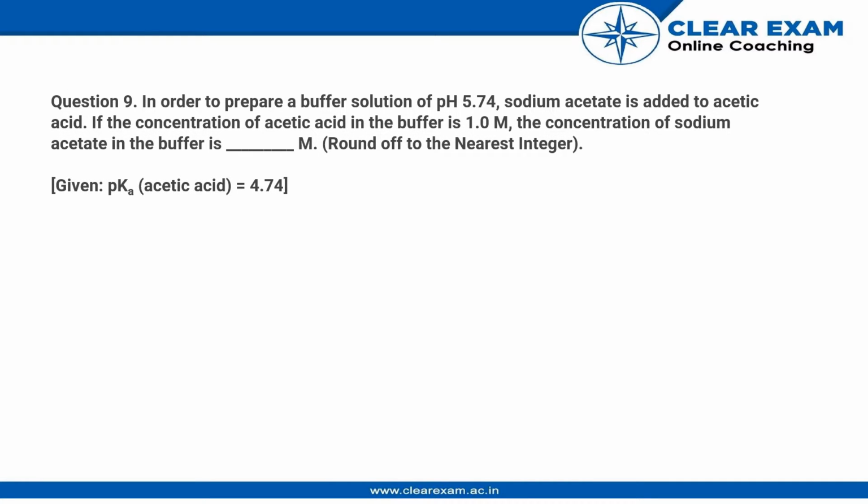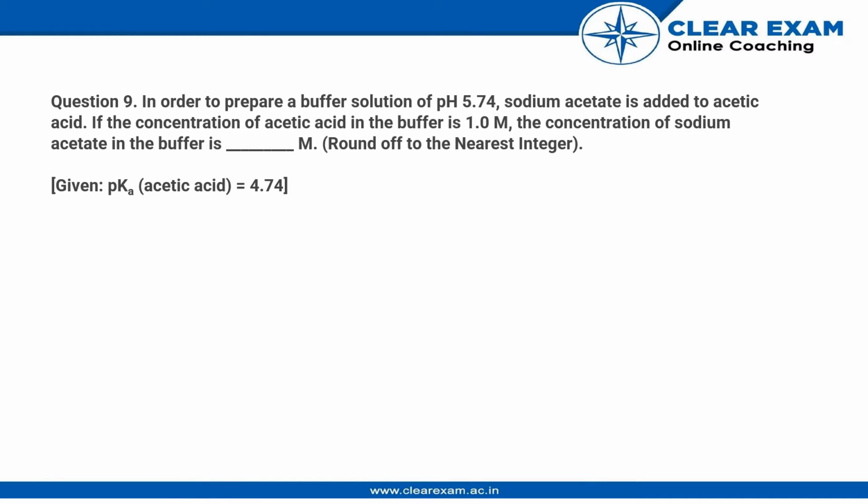In order to prepare a buffer solution of pH 5.74, sodium acetate is added to acetic acid. If the concentration of acetic acid in the buffer is 1 molar, the concentration of sodium acetate in the buffer is? The pKa for acetic acid is 4.74.